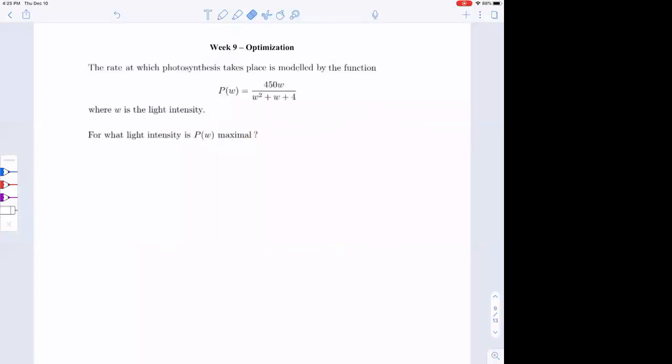Okay, so here's an application style problem where we're going to be applying it to an optimization problem. It says the rate at which photosynthesis takes place is modeled by the following function. And it says that W represents the light intensity, and we get some number out of the deal, which makes P(W) the rate of photosynthesis.